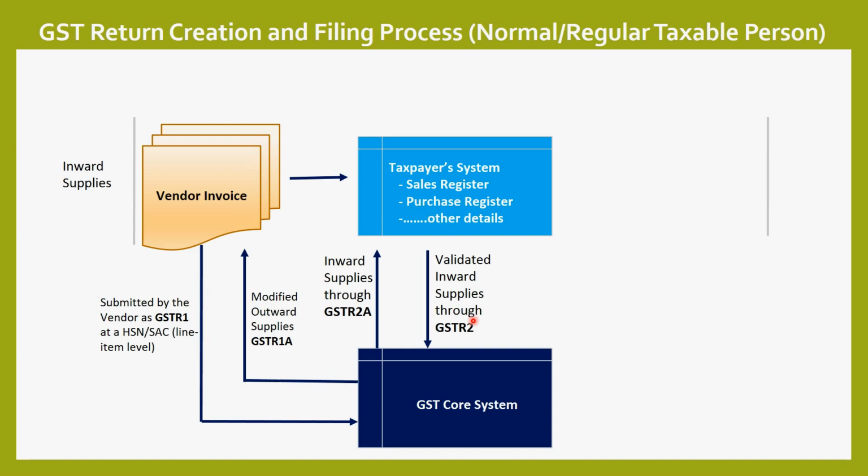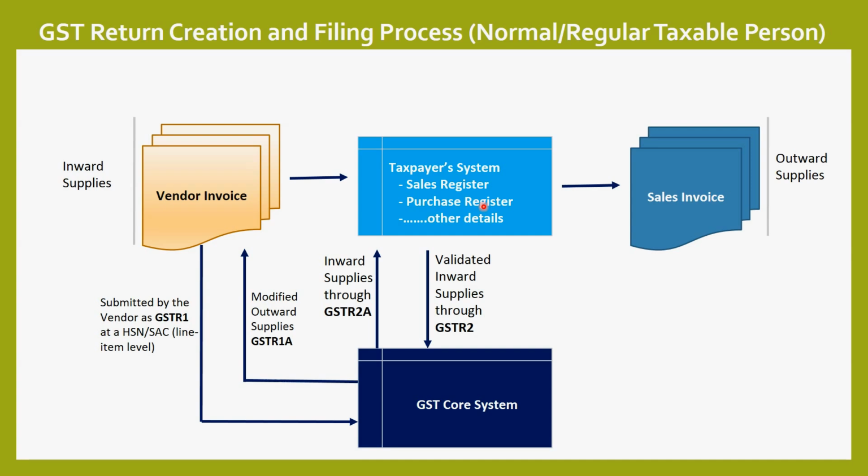Suppose the vendor has uploaded 8 invoices at the GST core system, while the vendor has issued tax invoices for that same tax period to this taxpayer. So the missing 2 invoices can be uploaded by this taxpayer after validating the details of the inward supplies with the purchase register through the GSTR2, and these will go as a modified outward supply detail to the GSTR1A of the vendor.